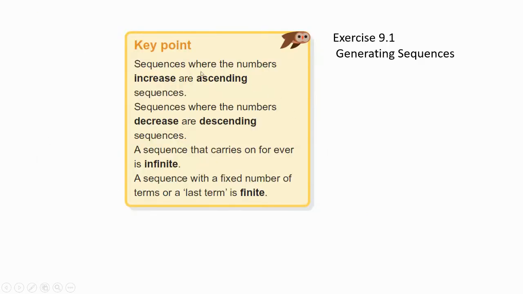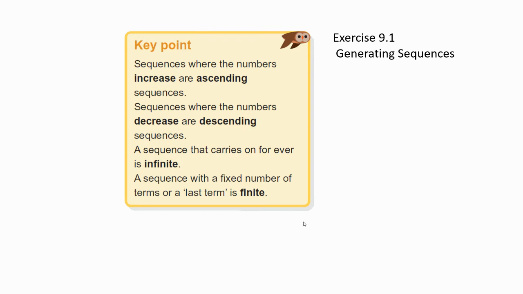Some other ones. So sequences where the numbers increase, so if it was going 2, 4, 6, 8, they are ascending sequences. Ascending, think about ascending some stairs, going up, the numbers are going up. So if a question is talking about ascending sequences, you've got to understand that that means the numbers are increasing. And on the other side of things, sequences where the numbers decrease are descending, so like going down. The numbers are going down. Think about the word descending means going down, so it's going 10, 5, 2.5, 1.25. If they're halving every time, everything's going down.